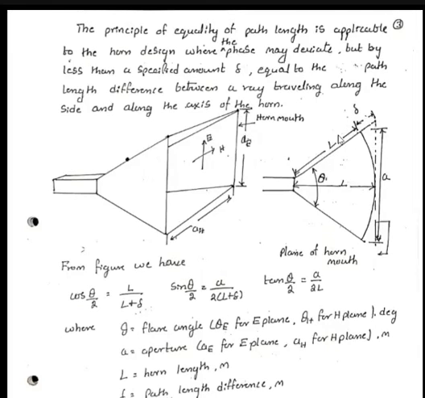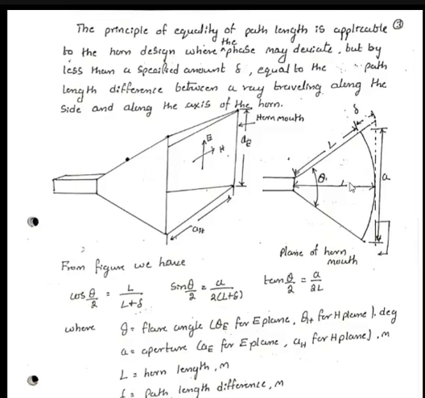From the principle of equality, what you can say is that this principle of equality of the path length is applicable to our horn design. There is a deviation of the phase: when we consider the wave at the center or at the side walls, there is a phase difference, or you can say the phase may deviate according to the length. What we are going to consider is that this phase deviation is very less when we compare it with the length of the side, that is L plus delta, or whatever the horn length is.